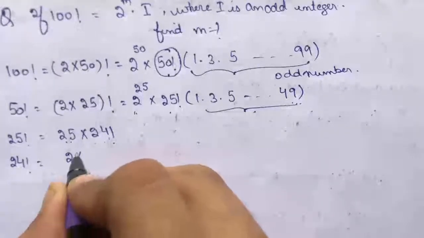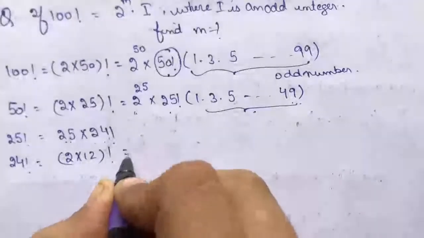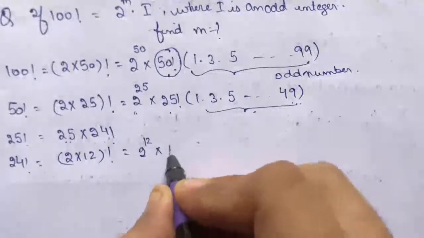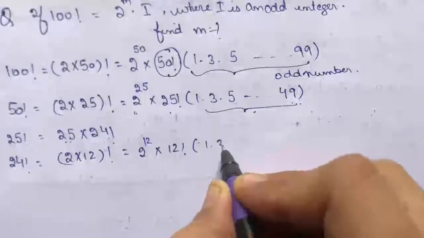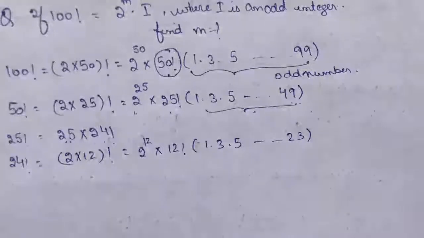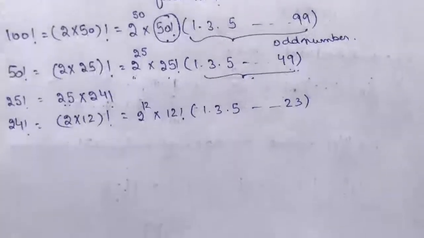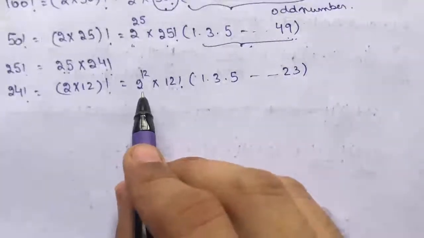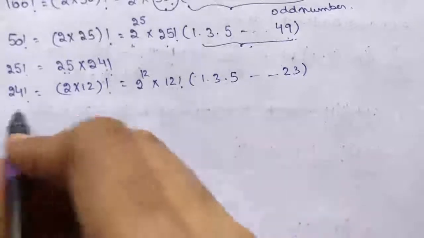Now this is 2 into 12 factorial. Now what is 2 into 12 factorial? That is 2 raised to the power 12 into 12 factorial into 1, 3, 5 till 23. Okay, so another 12 2's are added in our product. Now we'll see what 12 factorial is.